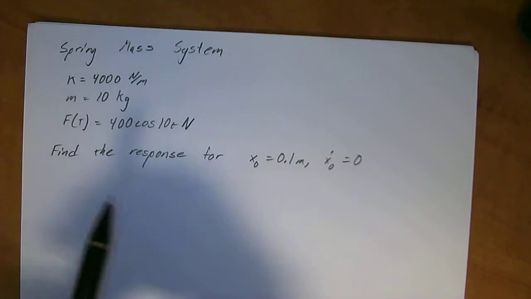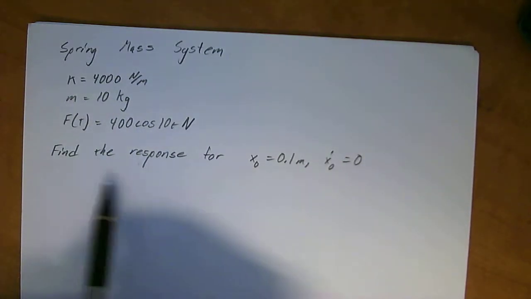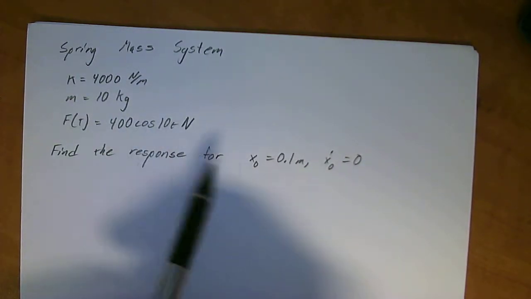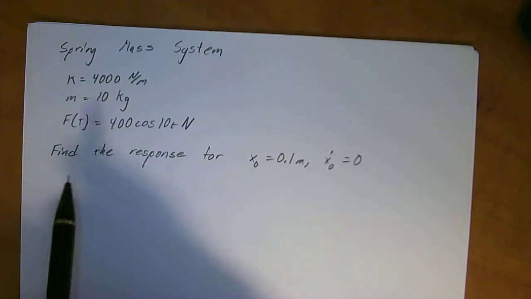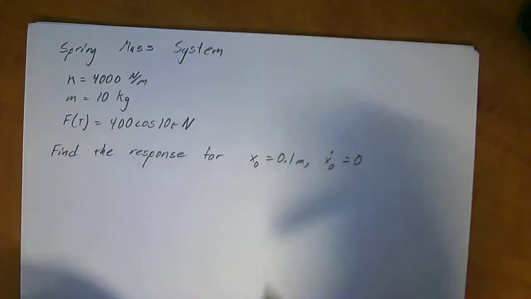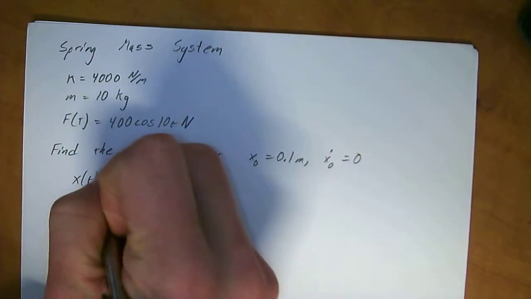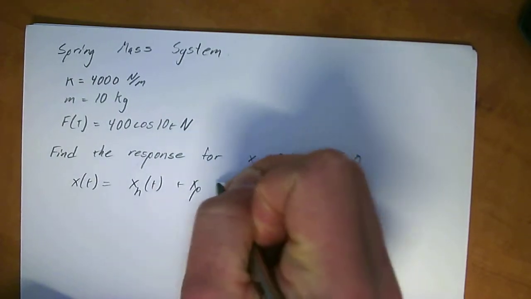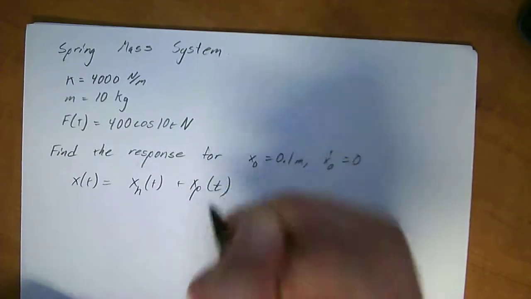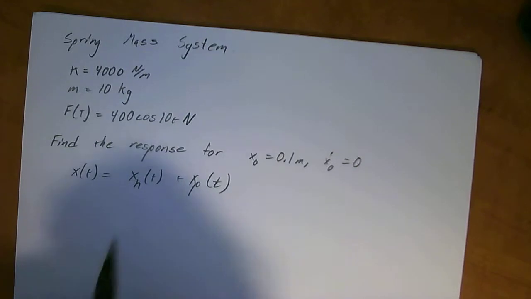Today we're going to do another example of just a standard spring mass system with a forcing function applied to it. Okay, so the way we get started, we need to find the response for this system based on these initial conditions. What you can do is derive the particular and the homogeneous solution for x of t. x of t is equal to xh of t plus xp of t, the homogeneous and particular solutions for the equation of motion.